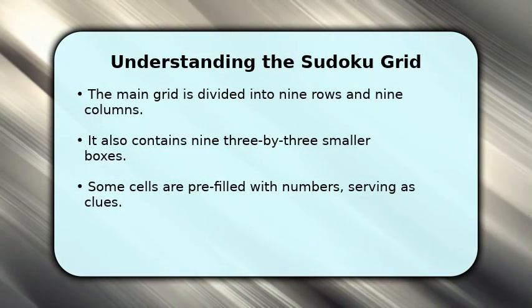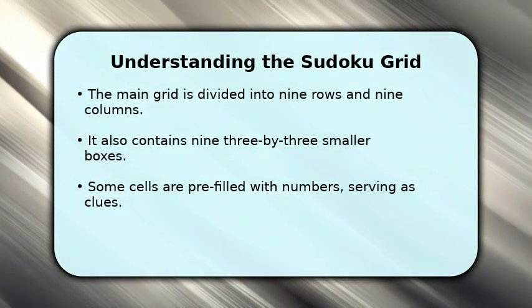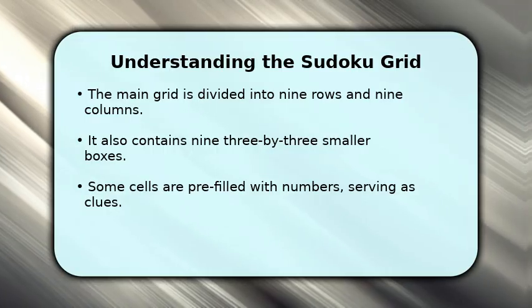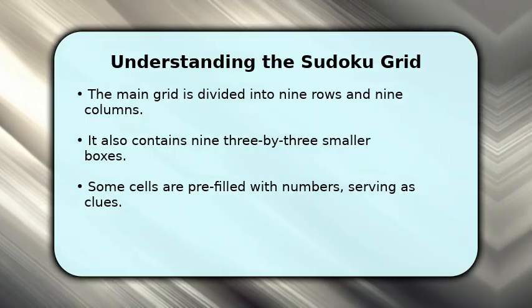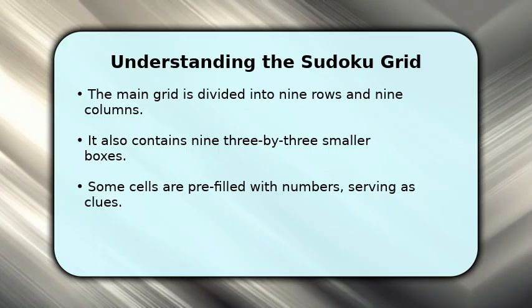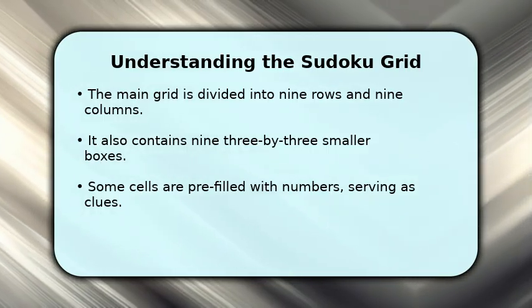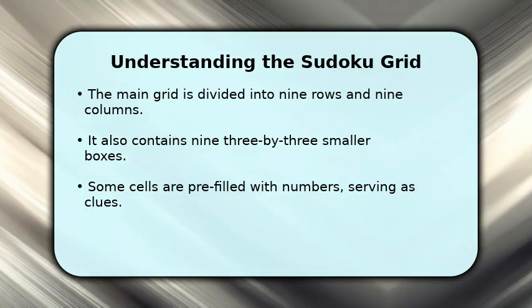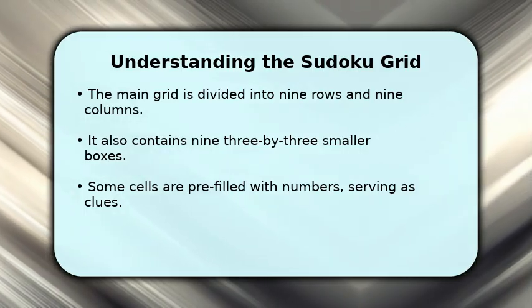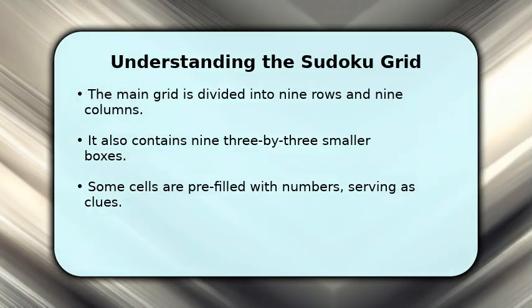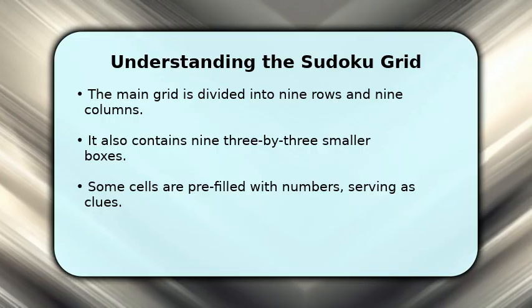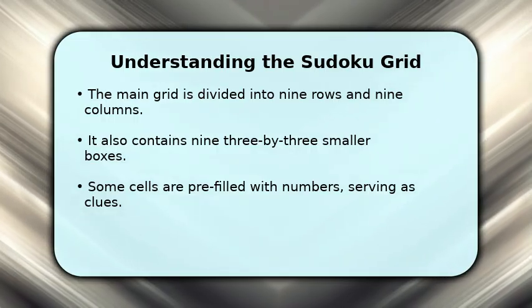Let's look at the Sudoku grid structure. The entire puzzle is a large 9x9 square, meaning it has 81 individual cells. This large square is further divided into 9 smaller 3x3 boxes. At the start of each game, some cells are already filled with numbers. These pre-filled numbers are your starting clues, and they are crucial for solving the rest of the puzzle.